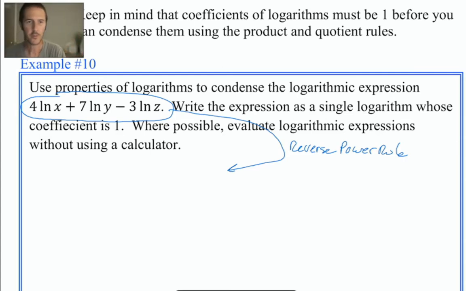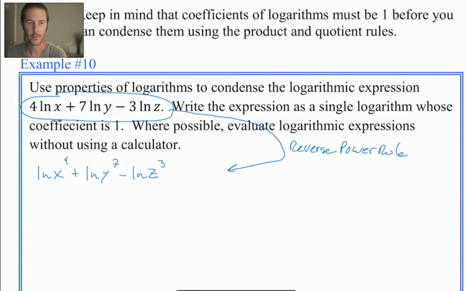Reverse power rule says that we can take the coefficients and put them back into the exponent position. So let's do that. The 4 is going to go back up on the x, so we've got the natural log of x now to the 4th power, plus the 7 is going to go back up to the exponent position, so the natural log of y to the 7th power, minus the natural log of z. And the 3 goes back up there. All right, so now we've got all of our exponents back into the exponent position.